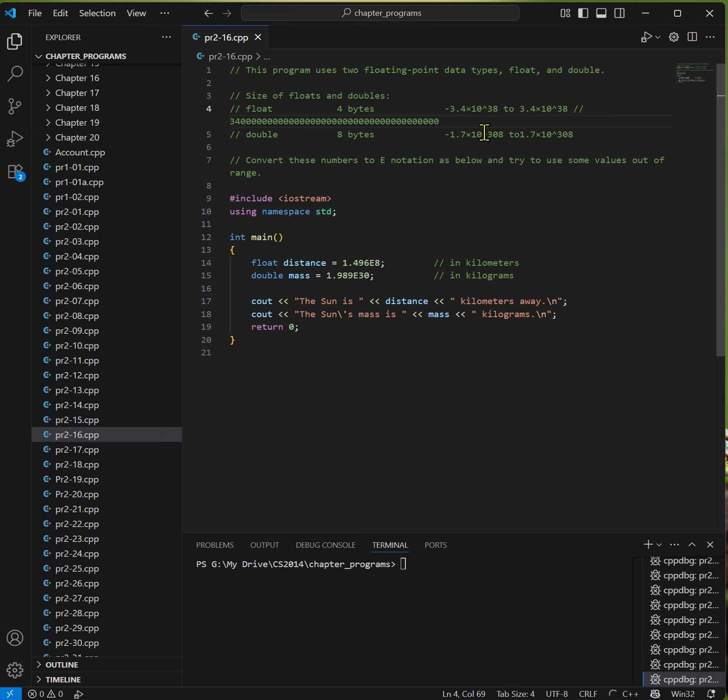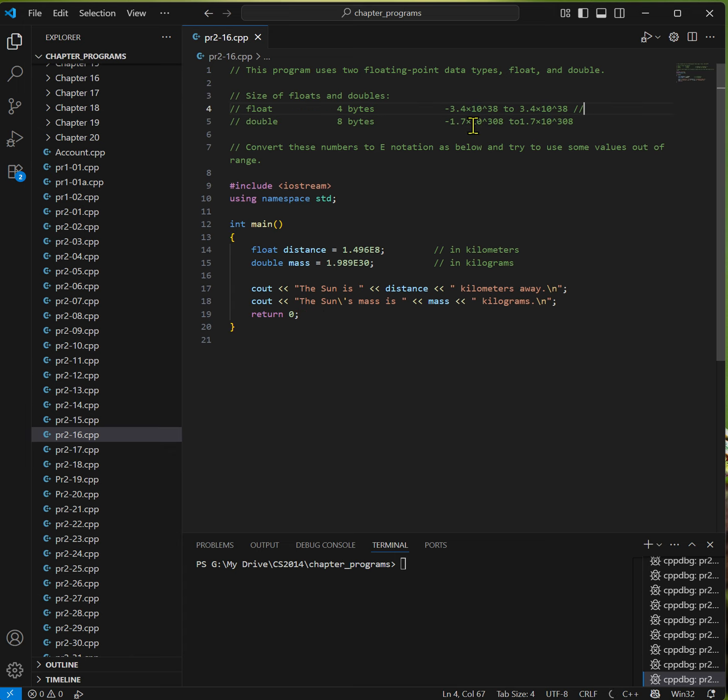And then if we have to do the same thing for 10 to the power 308, it's basically a 10 with 308 zeros. Okay, so you can clearly see that this is a very large range with only 4 bytes over here. It also probably means that it's not as precise as it could be, because it has such a large range but only uses 4 bytes. That's why a double is actually better.